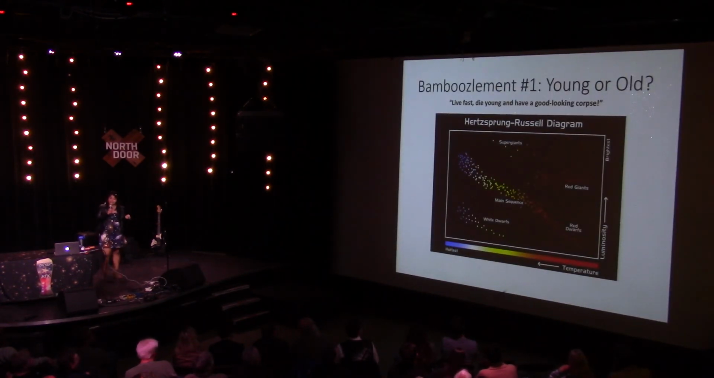You've seen this one a while ago. There are going to be three bamboozlements. The first bamboozlement has to do with the age of stars. Are they young or old? You have seen this a while ago with Will's talk. It's the HR diagram.